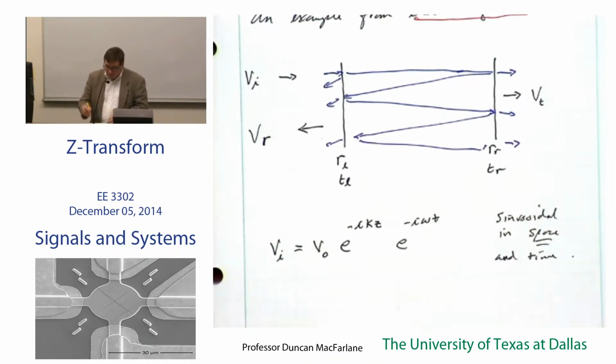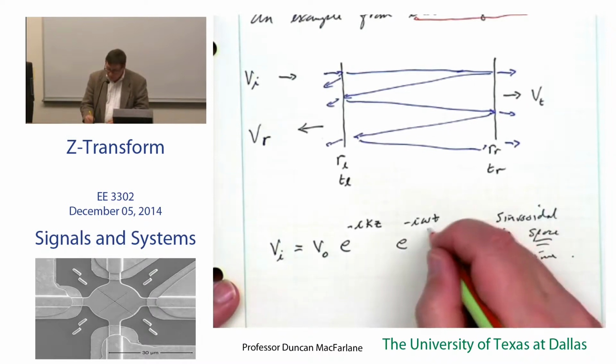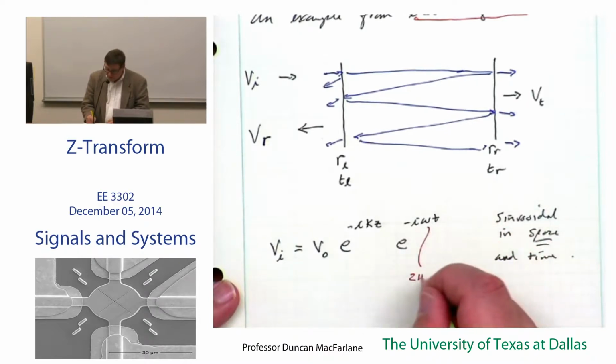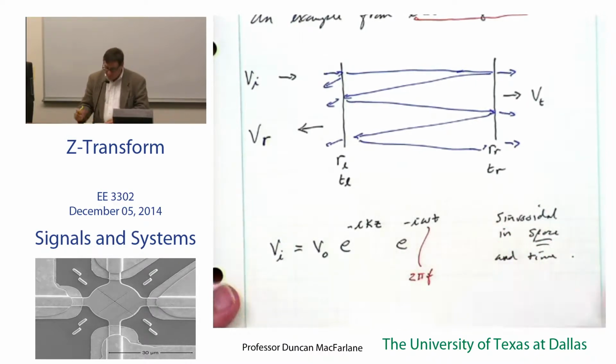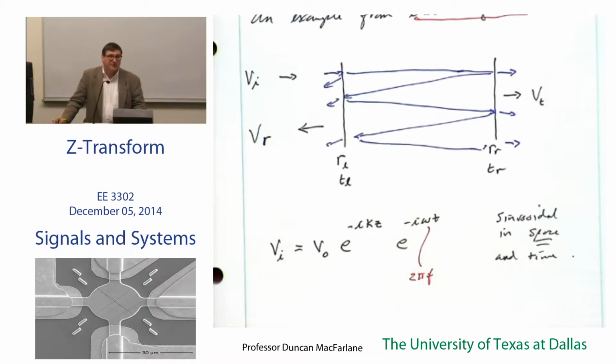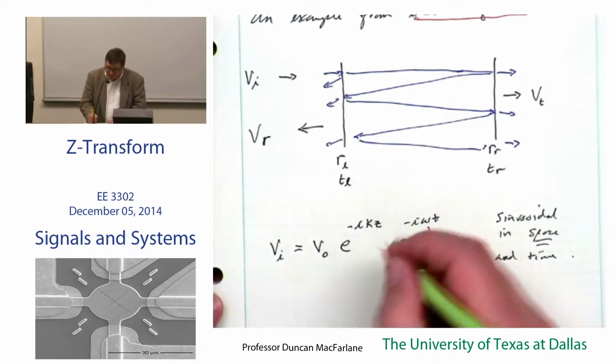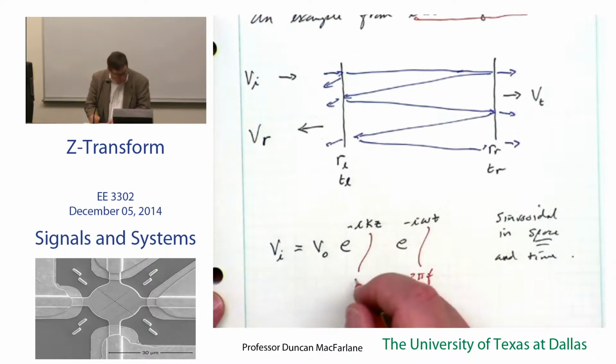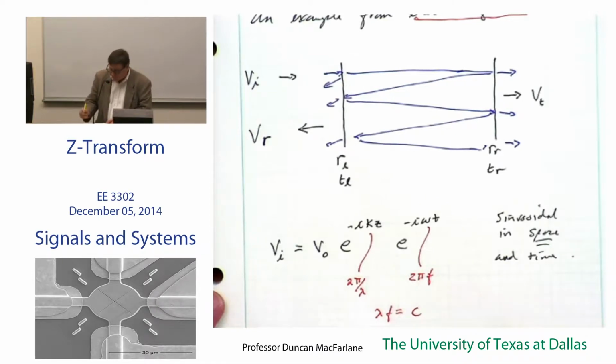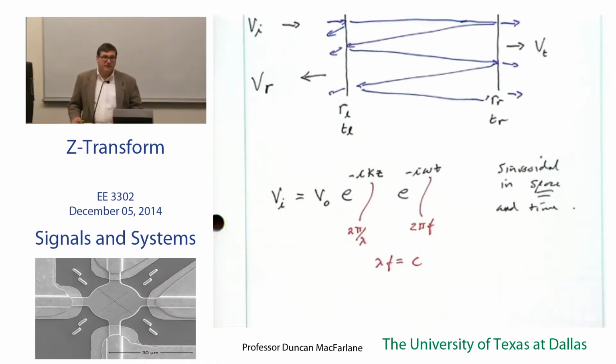Now, we know this as 2 pi times the frequency. This k we know as 2 pi divided by lambda. And lambda f is equal to the speed of light.